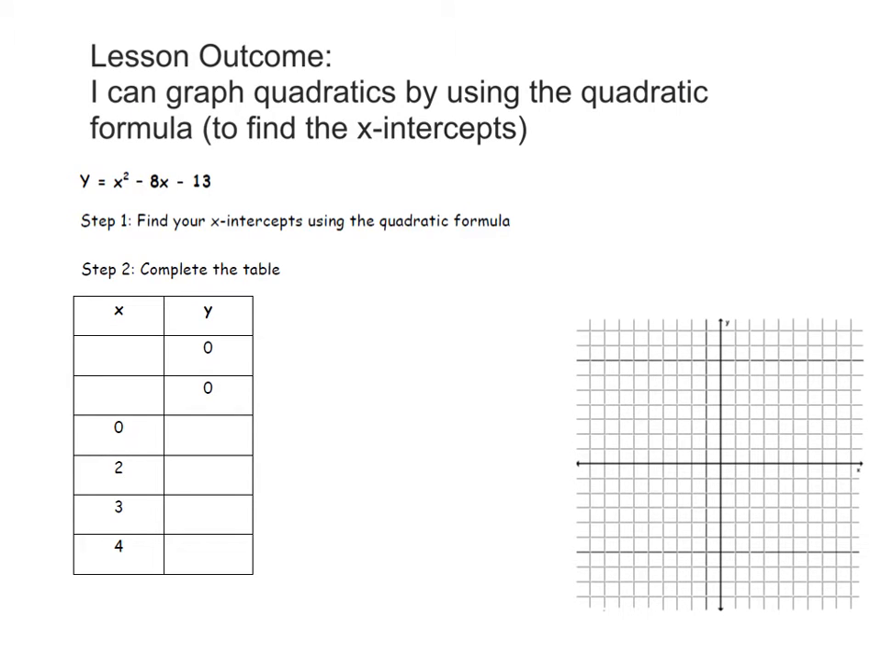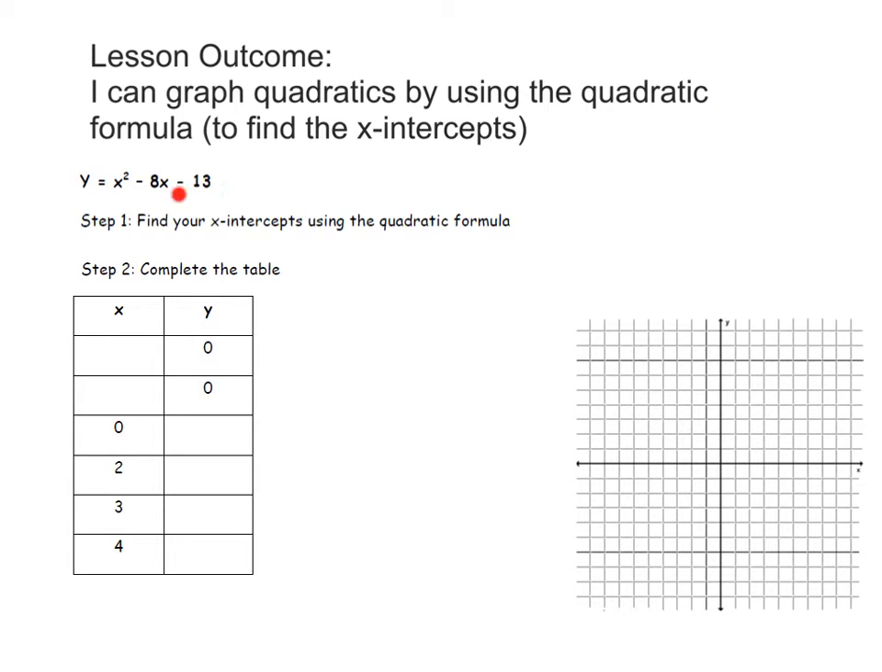The lesson outcome for this video is I can graph quadratics by using the quadratic formula, and that is going to be done in order for us to find the x-intercepts. So again, we've seen this before when we've factored to graph, but this time we are going to use the quadratic formula because if you look at this quadratic equation here, you'll notice that it is not factorable.